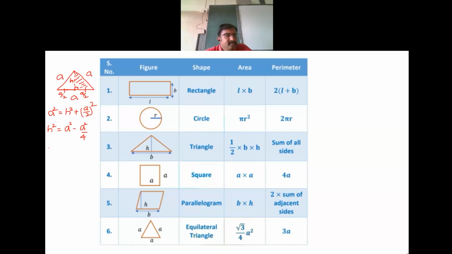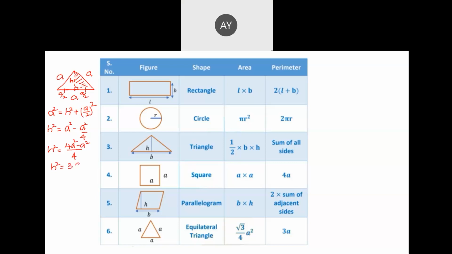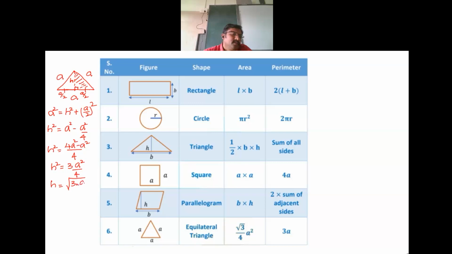You just take LCM, you will be getting 4 as the LCM. So the numerator is 4a square minus a square. What is 4a square minus a square? 3a square. So h square will be equal to 3 times of a square by 4. Now h will be equal to under root 3 times of a square divided by 4. Now you take root for both numerator and denominator. The numerator becomes a root 3 times of a and the denominator becomes 2. Is that clear?